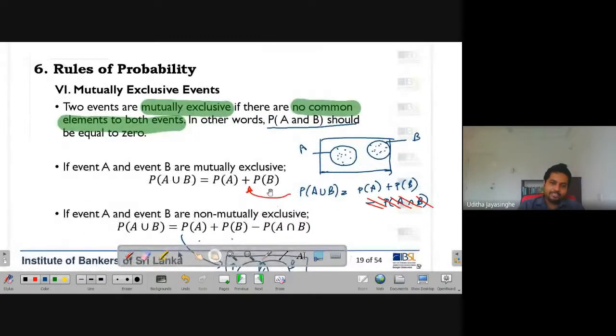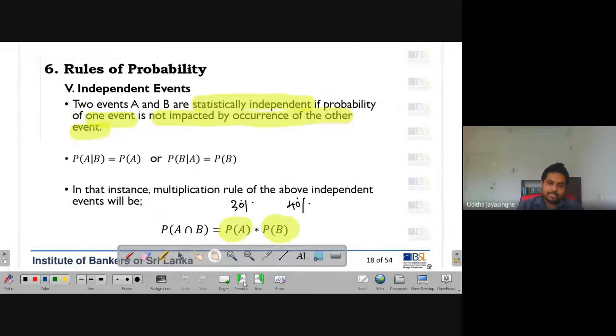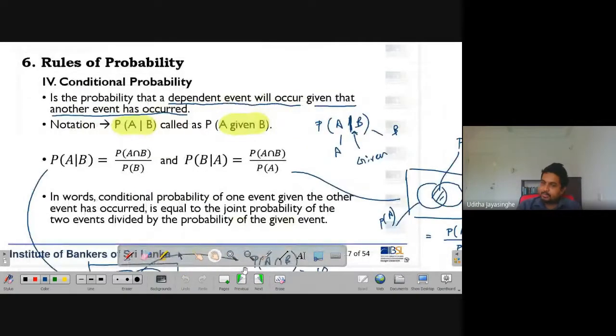Okay, fair enough. Now let's quickly recap these three events once again. Conditional probability: what do you mean by this? It is simply that you define the probability of one particular event given the other event has occurred. Now these two events will have some sort of conditionality, commonality.